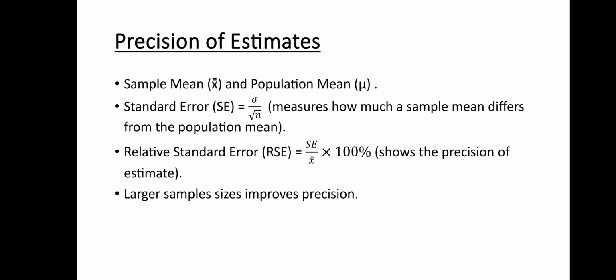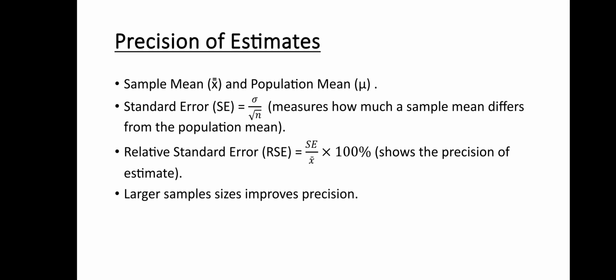Now let's talk about precision of estimates. When we take a sample from a population, we are usually trying to estimate something about the population, like its average or mean. But here's the thing: our sample mean isn't going to be exactly the same as the true population mean. There's always going to be some difference, some error in our estimate. This is where standard error comes into play. The formula for standard error is sigma by root n. What does this tell us? It measures how much our sample mean is likely to differ from the true population mean. Notice that the standard error depends on two things: the population standard deviation and our sample size.